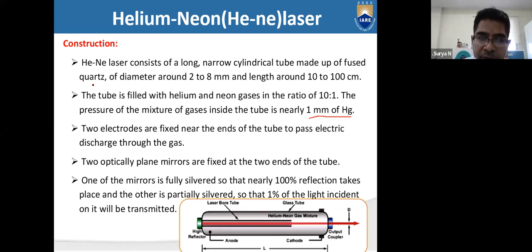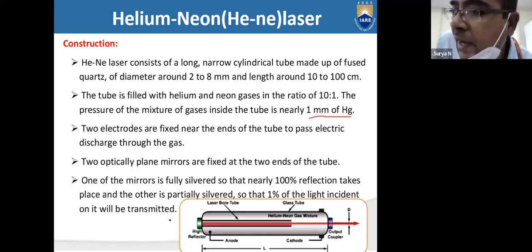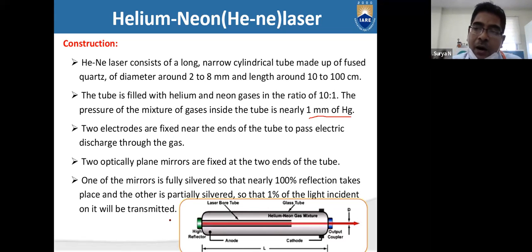So that is what I'm telling you again. Here we have a helium neon laser consisting of a long narrow cylindrical tube made of fused quartz of diameter around 2 to 8 millimeters and length around 10 to 100 centimeters. The helium neon gas mixture is taken in the ratio of 10:1. The pressure is maintained at 1 mm of Hg. We have placed electrodes so that electrical discharge is the pumping mechanism here. When the electrical discharge takes place, the pumping of the neon atoms takes place. That means neon atoms will convert to neon ions and will try to give some energy levels. We shall see how the energy transitions take place. One of the mirrors is fully silvered so that 100% reflection takes place, and the other end is partially silvered so that 1% of the light incident on it will be transmitted.